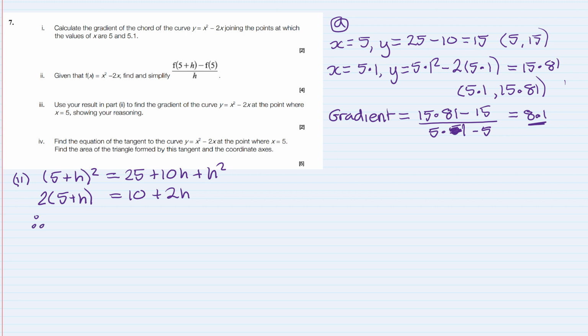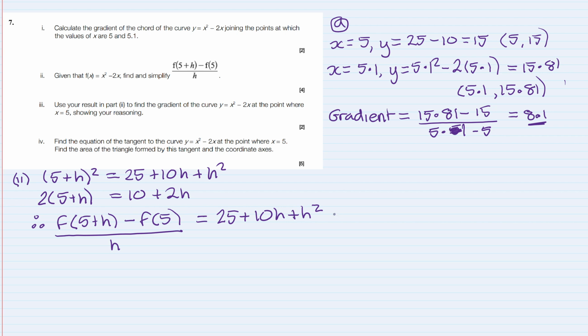So therefore, f of 5 plus h minus f of 5 over h is going to give me 5 plus h squared minus 2 times 5 plus h, so 25 plus 10h plus h squared minus 10 minus 2h. So that is my expression for f of 5 plus h. I want to take away f of 5, which is 15, and I'm going to divide that by h.